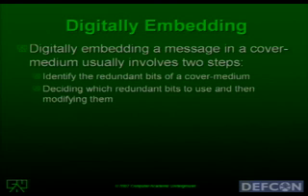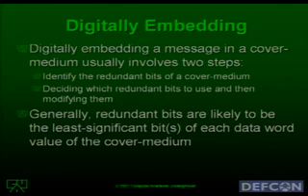Digitally embedding a message in a cover medium generally involves two basic steps. You're going to identify the redundant bits of the cover medium, and then you're going to decide which of those you want to use and manipulate them to embed your data. Usually you can get away with using the least significant bit of the cover medium's word value size. Sometimes, depending on the type of cover medium, you can get away with using 2 or even 3 of the least significant bits.